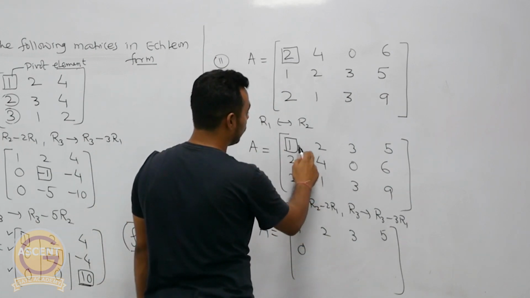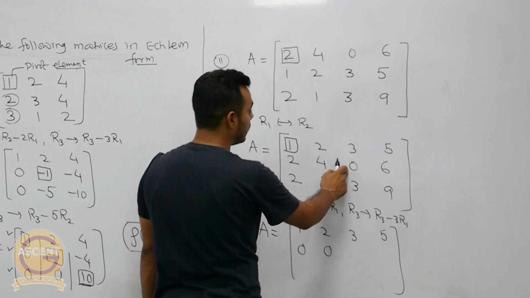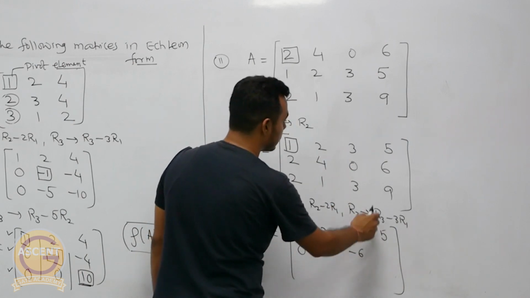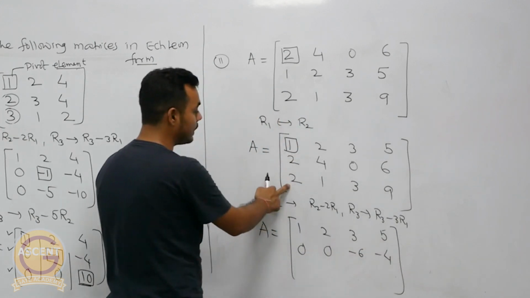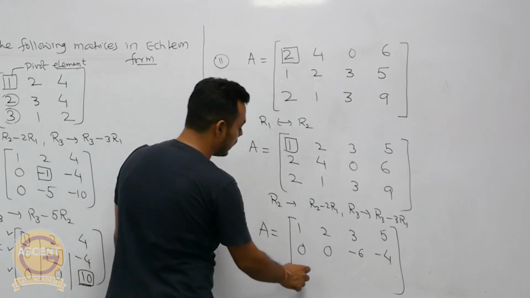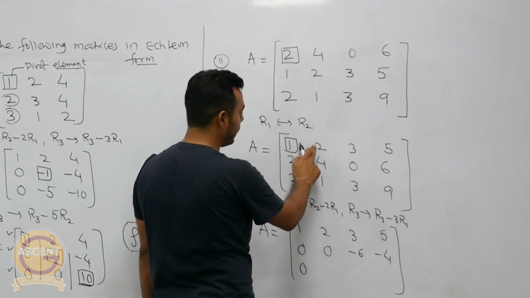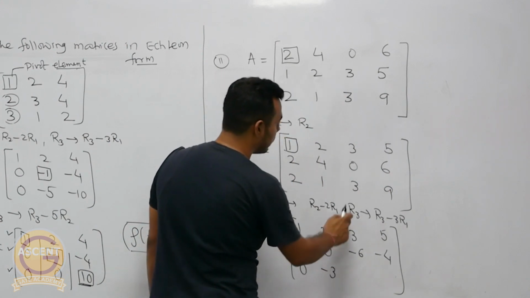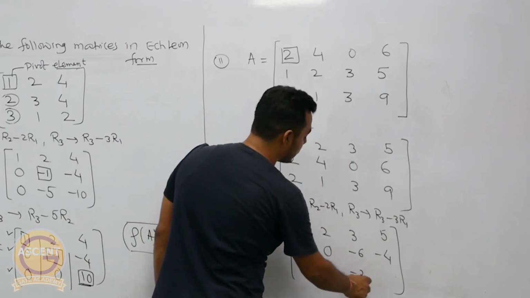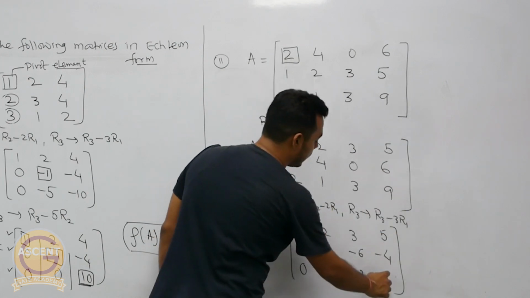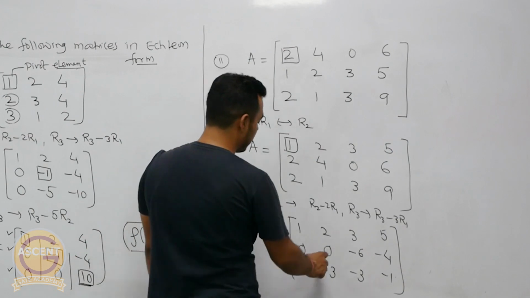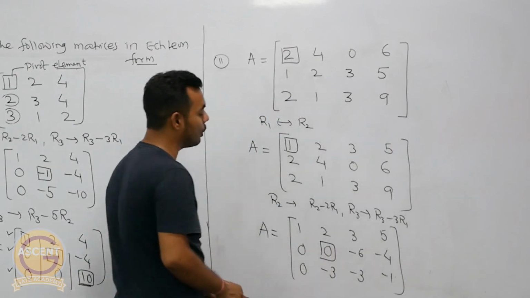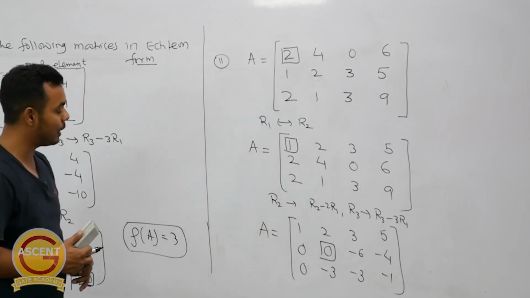I will get 0 here, 4 minus 4, I will get 0 here, 0 minus 6 is minus 6, 6 minus 10 is minus 4. Then R3 is R3 minus 3 times R1, so again I will get 0, 1 minus 4, so minus 3, 3 minus 9, again minus 6, 9 minus 10 is minus 1. So now this is our matrix A, and our next pivot element is this 0, but 0 cannot be a pivot element. Okay, this is also a very important point.